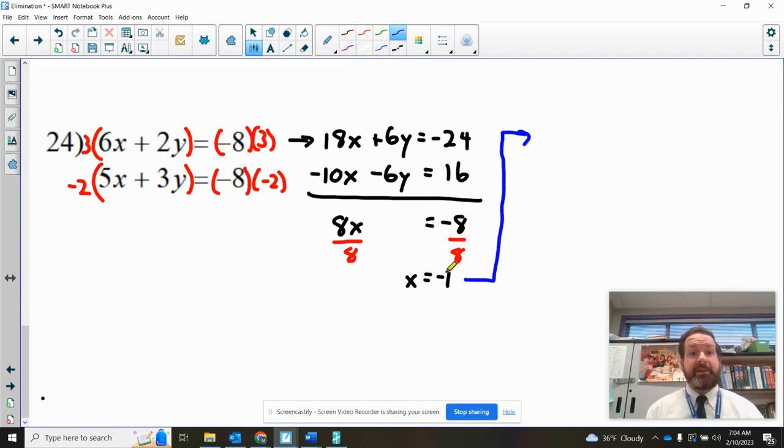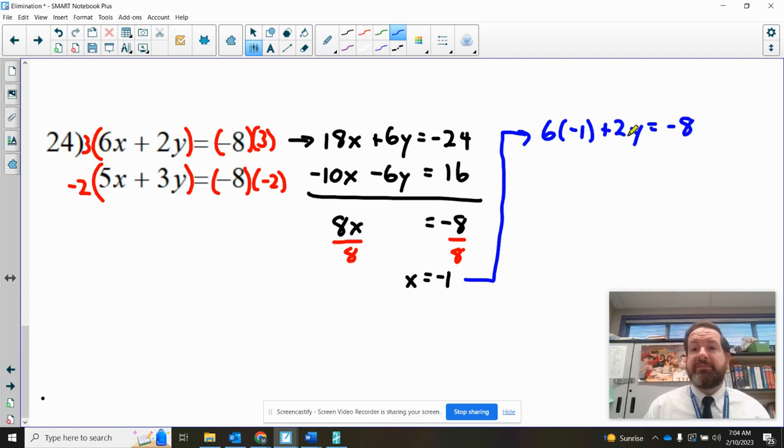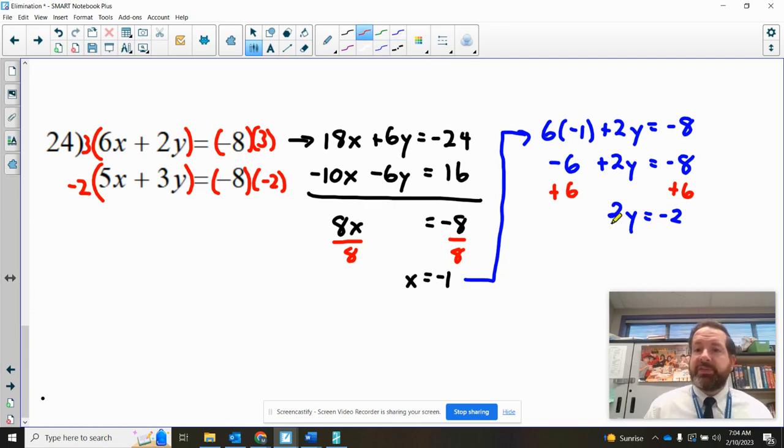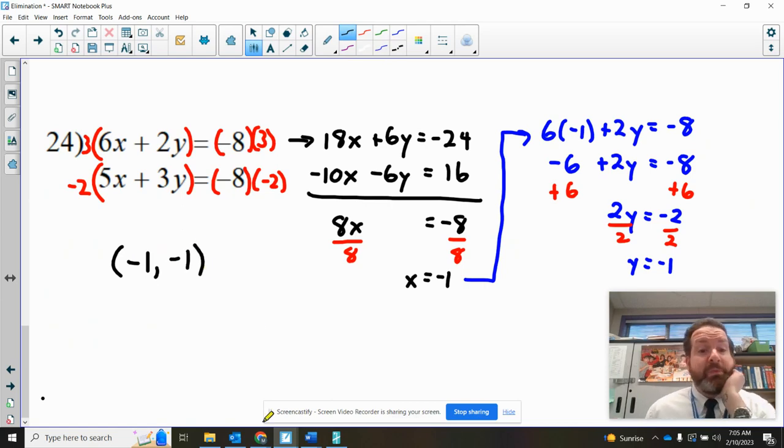Now let's take that x value, go back to one of the original equations, and pick the top one this time. Where I see an x, let's put the number we know x is, that negative 1. And figure out what the y needs to be. 6 times negative 1, we'll simplify that first. To solve, add the 6, leaving us with 2y equals negative 2. To finish, a division and a division, y equals negative 1. Oh, look at that. So we think the solution should be negative 1, negative 1.